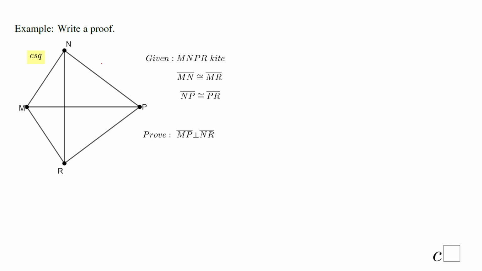Okay, so first of all, we're gonna prove that this triangle that contains these four sides, right? So the triangles MRP and MNP are congruent. So how are we going to do that? We start from the fact that MN is congruent to MR, and that is given.